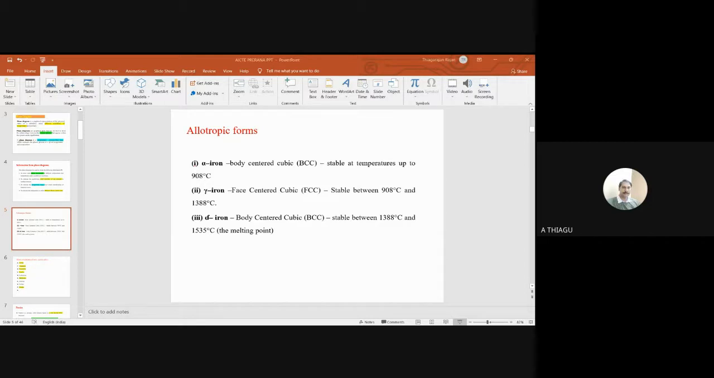Okay, so L stands for liquid. It is one solid in the form of delta ferrite. So L plus S1 equal to S2. S2 produces austenite.